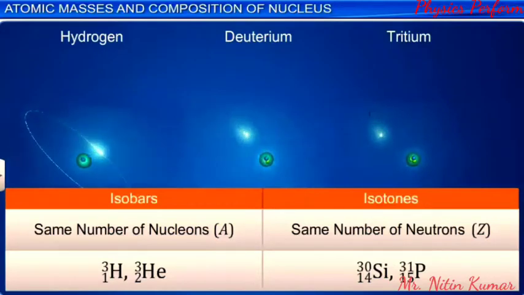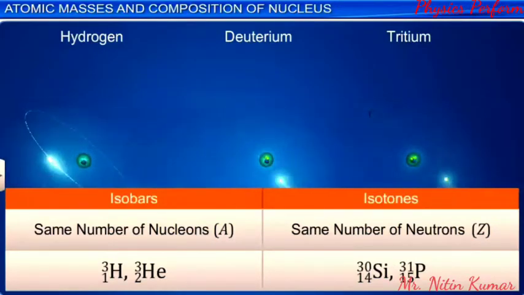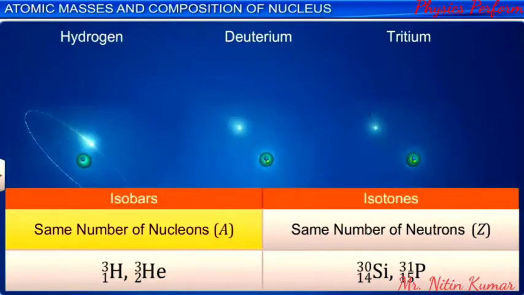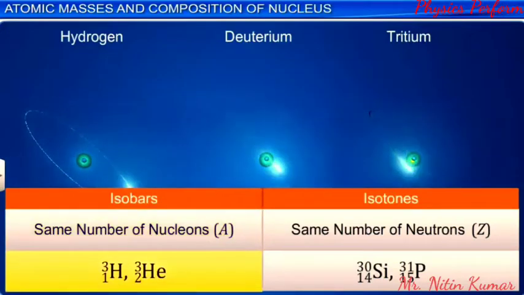Other than isotopes, there are isobars and isotones also. Isobars are nuclides of different elements having the same number of nucleons or the same atomic mass number, A. For example, tritium and helium-3 are different elements with the same mass number and hence can be termed as isobars.